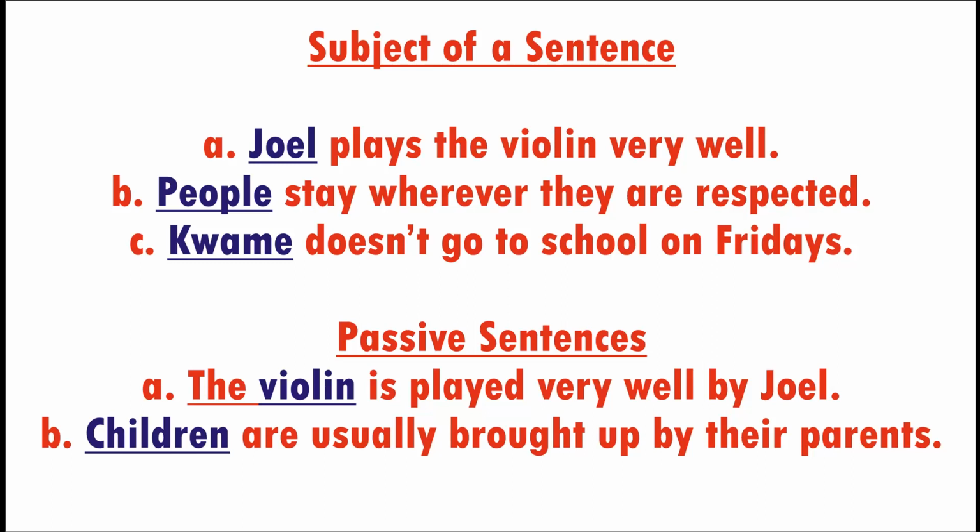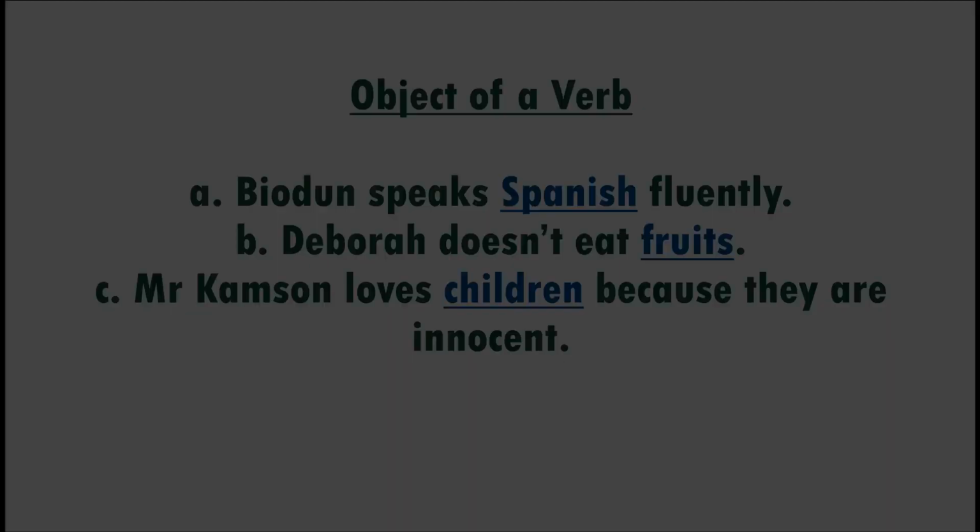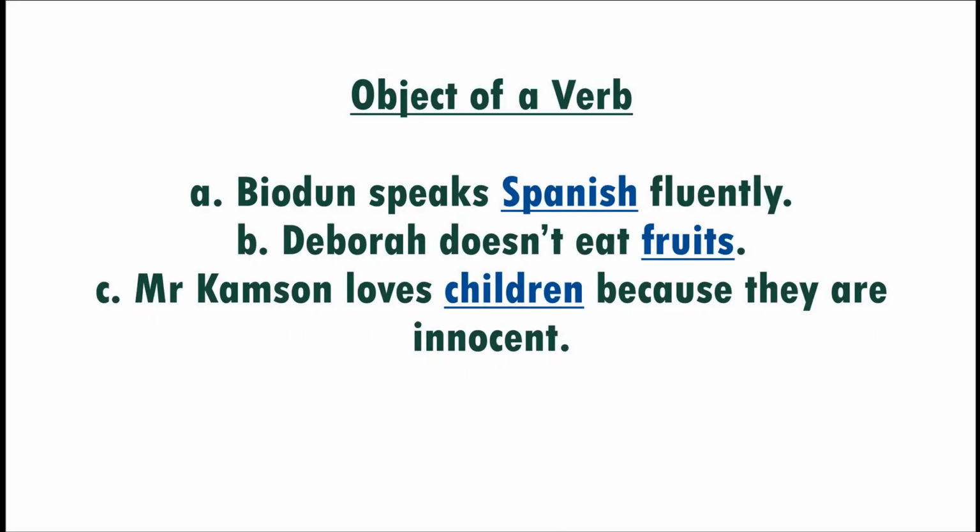Now, the next function of noun here is nouns functioning as the object of a verb. Normally, transitive verbs usually take objects, and the object of a verb is the noun, in this case, that the action of the verb falls on. The object of the verb receives the action of the verb. Now, the following examples will guide us.